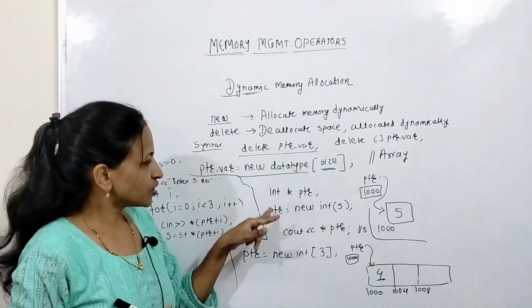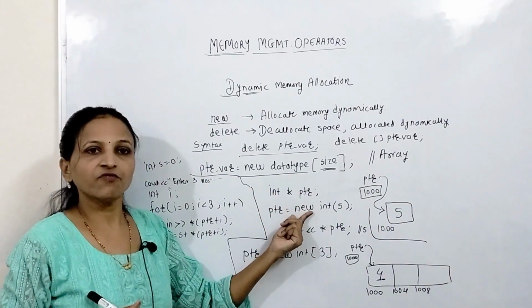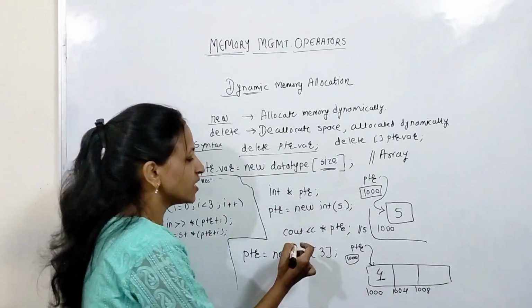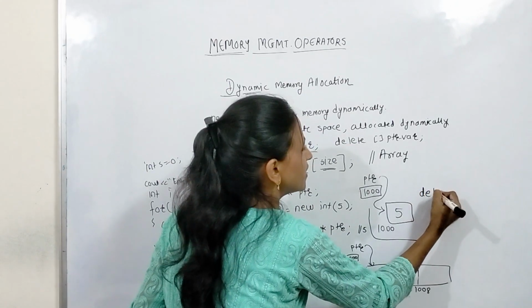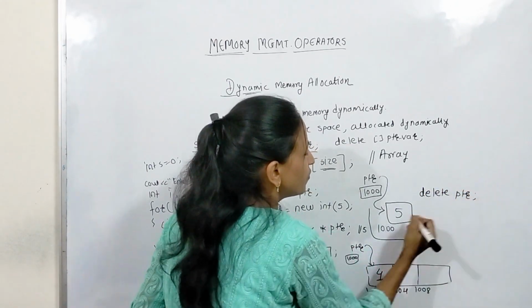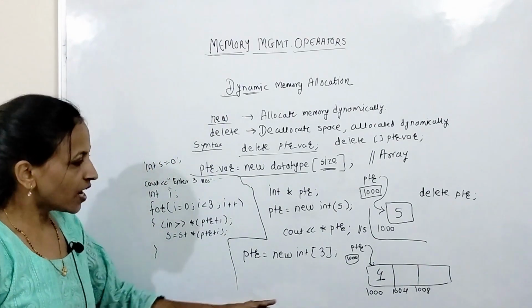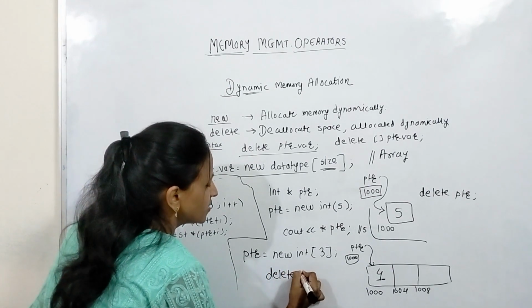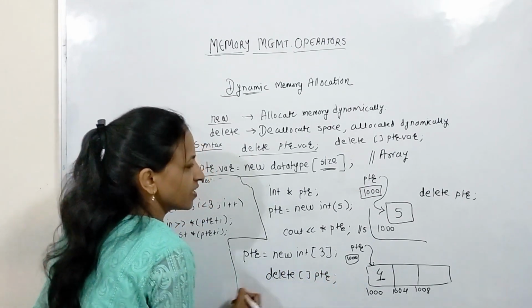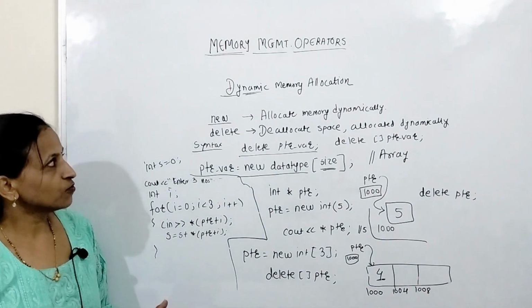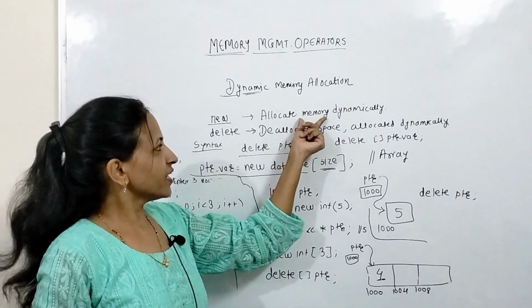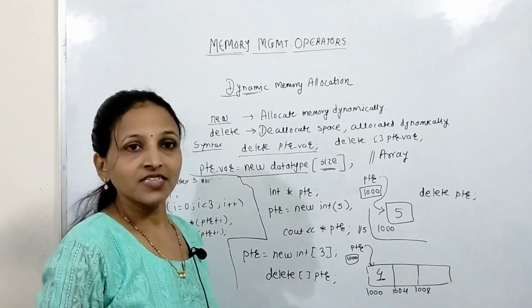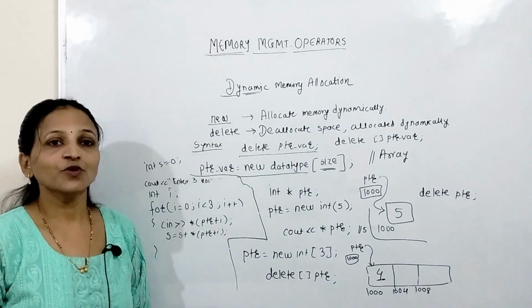Let's say we are allocating space like int star ptr, and here for one integer we are allocating space. Then how to deallocate this space after use? See, in this way we use delete ptr if we have allocated space for one integer. And if we are allocating space for an array like this, then we use delete, then square bracket, and then write this ptr. In this way we can use the new and delete operators to allocate and deallocate space dynamically at the time of execution. This is all about the memory management operators, new and delete.